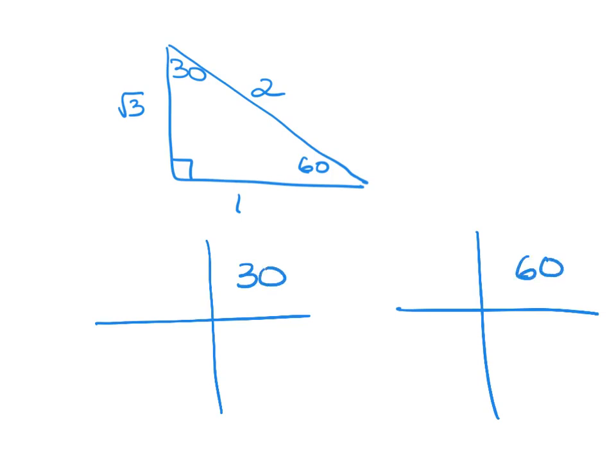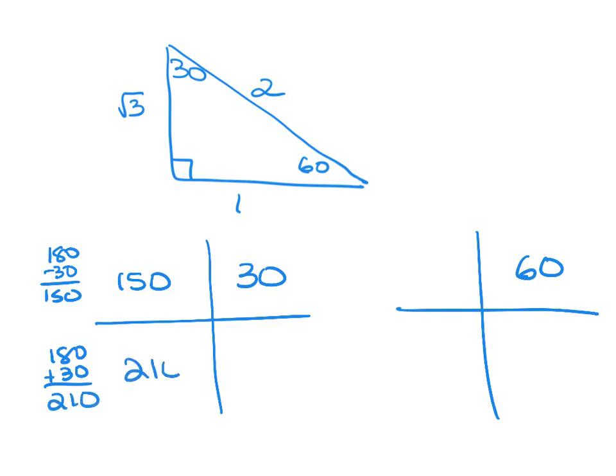So I'm going to set it up and fill in the 4 angles for these. So I'll do 180 minus 30, and this gives me 150. 180 plus 30, and I get 210. 360 minus 30, and I get 330. So those would be the 4 angles for the 30-degree reference angle.